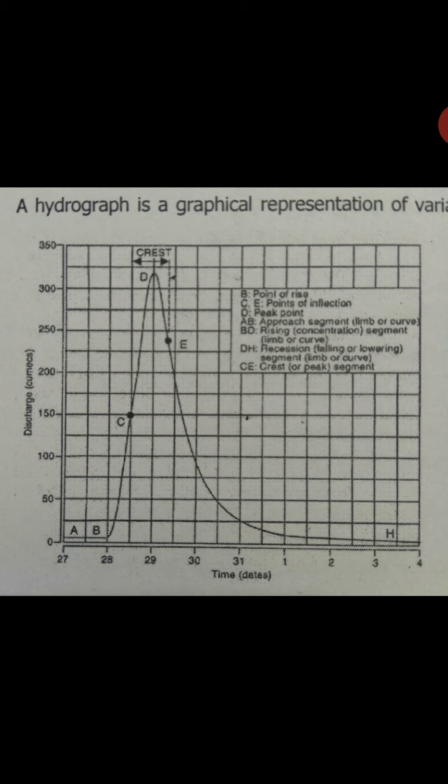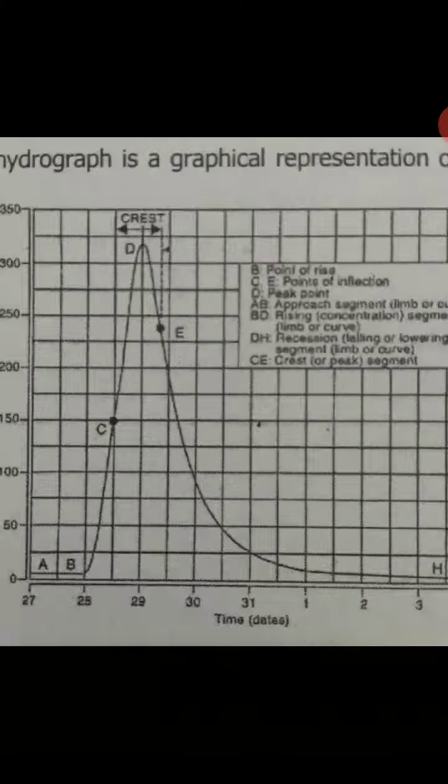And the next is base flow separation. You can see the curves. The total runoff comprises direct runoff and base flow. For the derivation of the unit hydrograph, the base flow has to be separated from the total runoff. The following three methods are commonly used for the separation of the base flow.